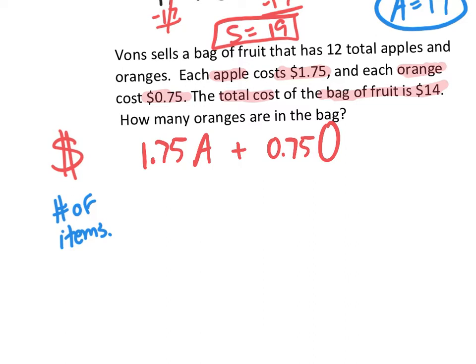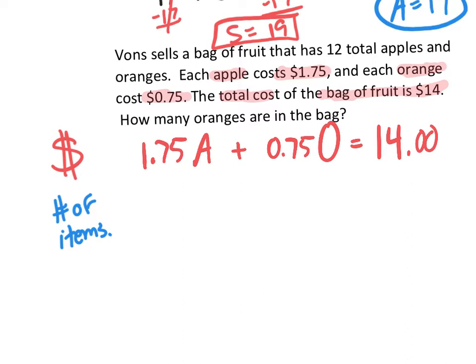And we know that when we add those two amounts together, we're going to get the total cost of the bag, which is $14. Now you could put 14.00 if you want, or you could just leave it 14, whatever. So that is an equation based on money. 1.75A plus 0.75O equals $14, 14.00.